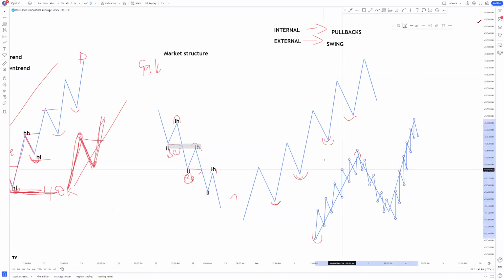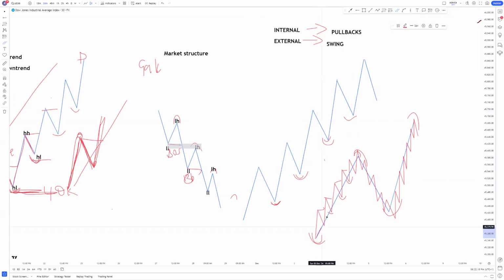So I'm going to use another color for that. Let me use red. You see these red ones? This red structure, they are the internal structure. They are still giving that same thing. They are breaking structure to the upside, protecting the low, breaking structure, protecting the low, breaking structure, protecting the low. They are internal structure. You now see this blue line, they are the external. Meaning that everything inside of this blue line, any structure you see, they are internal, right? You understand what I'm trying to say?